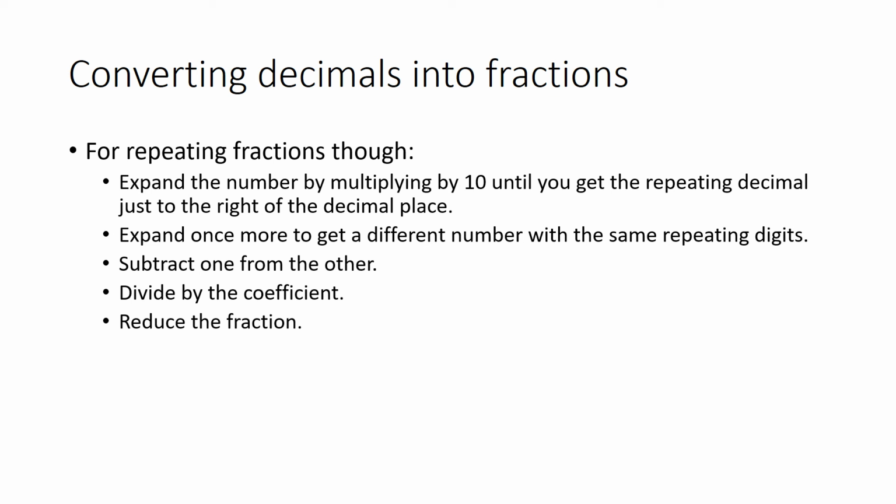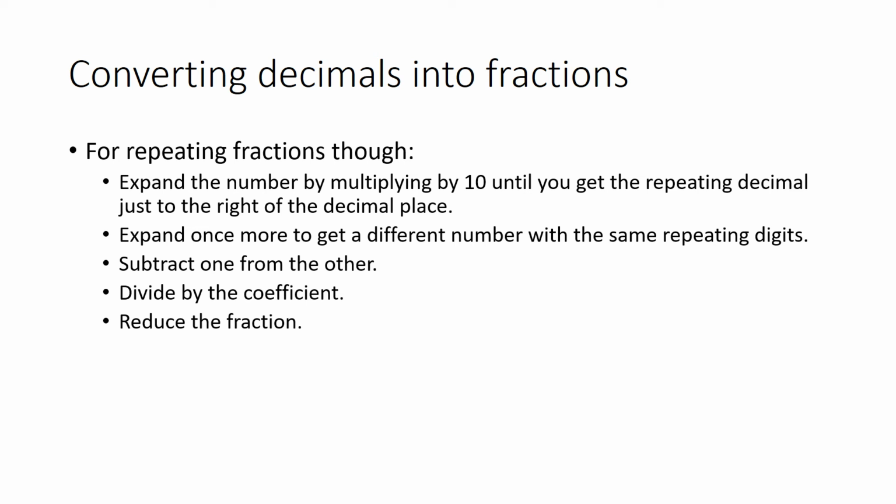But if it's a repeating decimal, unfortunately, there's another thing you've got to do. I'm going to read this, but I doubt you'll take it in the first time. You're best to see an example. Expand the number by multiplying by 10 repeatedly until you get the repeating digits just to the right of the decimal place. And then you expand it one more time so that you get a different number, but with the same digits repeating on the right-hand side of the decimal place.